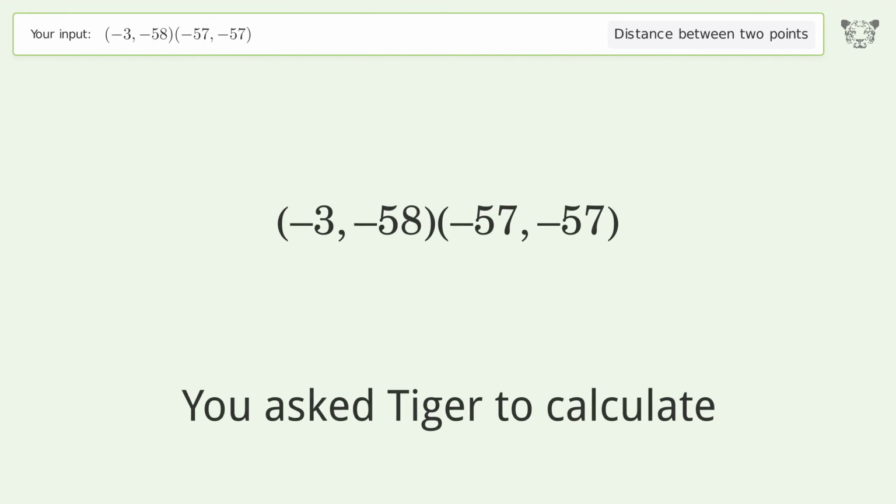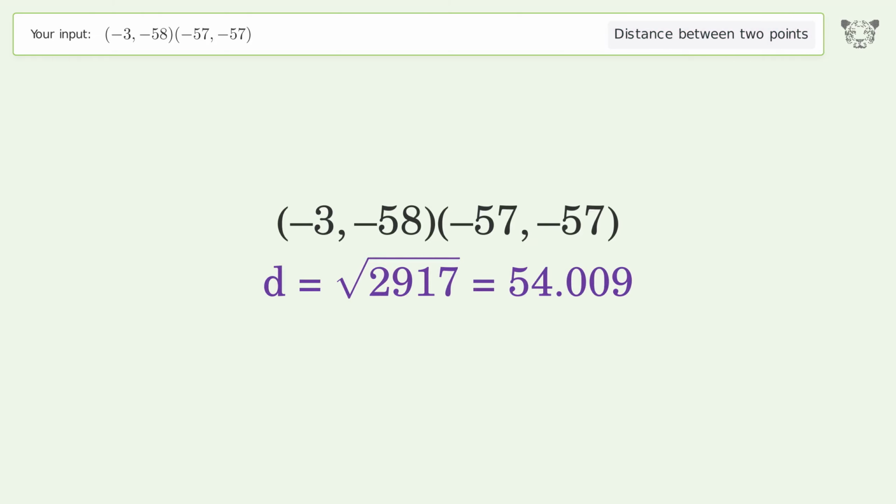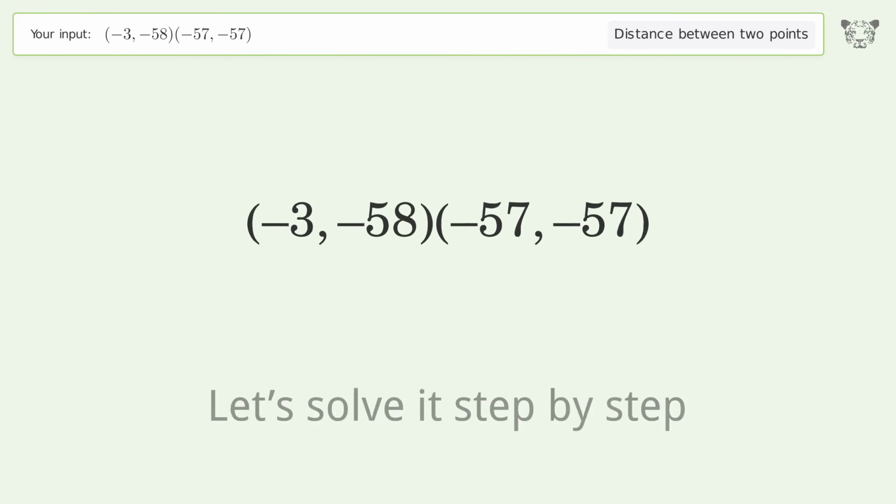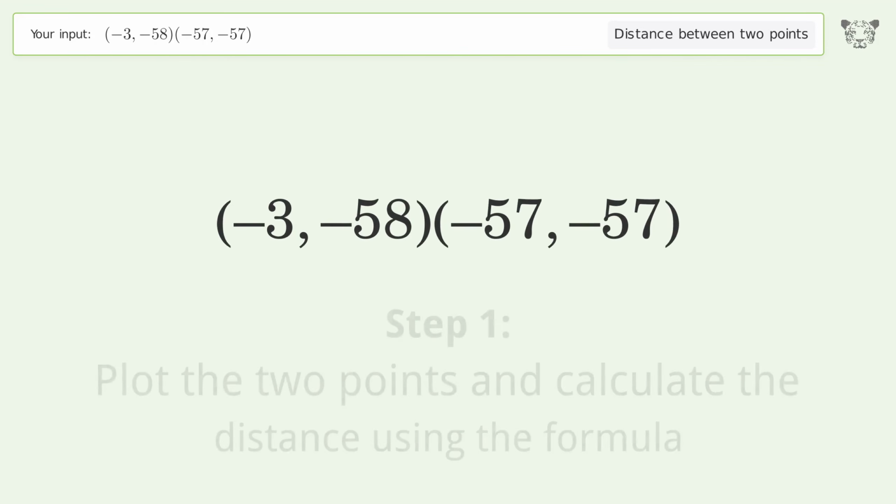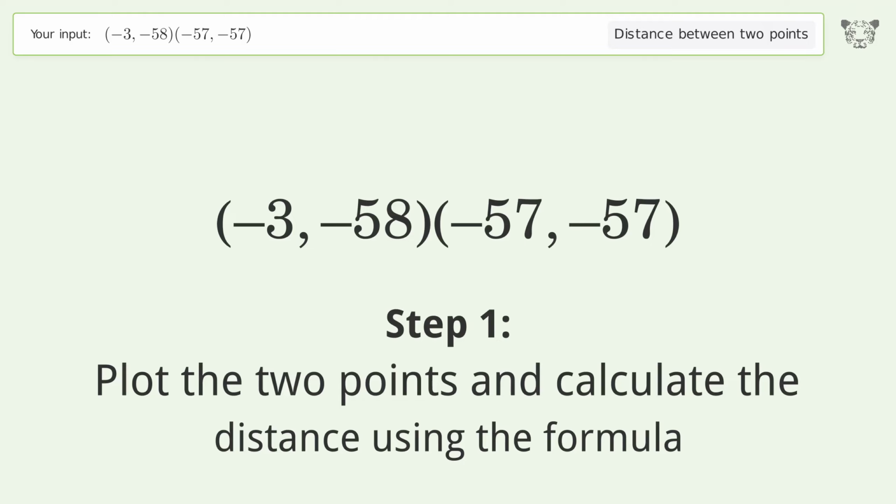You ask Tiger to calculate. This deals with the distance between 2 points. The distance between the 2 points is the square root of 2,917, or 54.009. Let's solve it step by step. Plot the 2 points and calculate the distance using the formula.